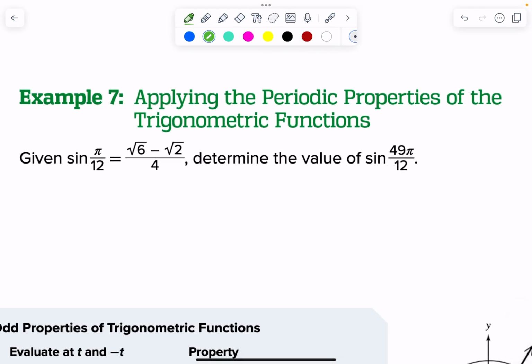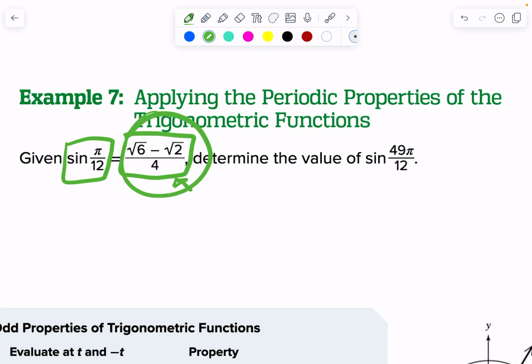And it says, given sine of pi over 12 is this big junk right here. Okay, do not look at this. Don't even look at that right now. Cross it off. Don't even think about it right now. Don't cross it off, but don't think about how ugly that is. Sine of pi over 12 is what they're looking at, okay?